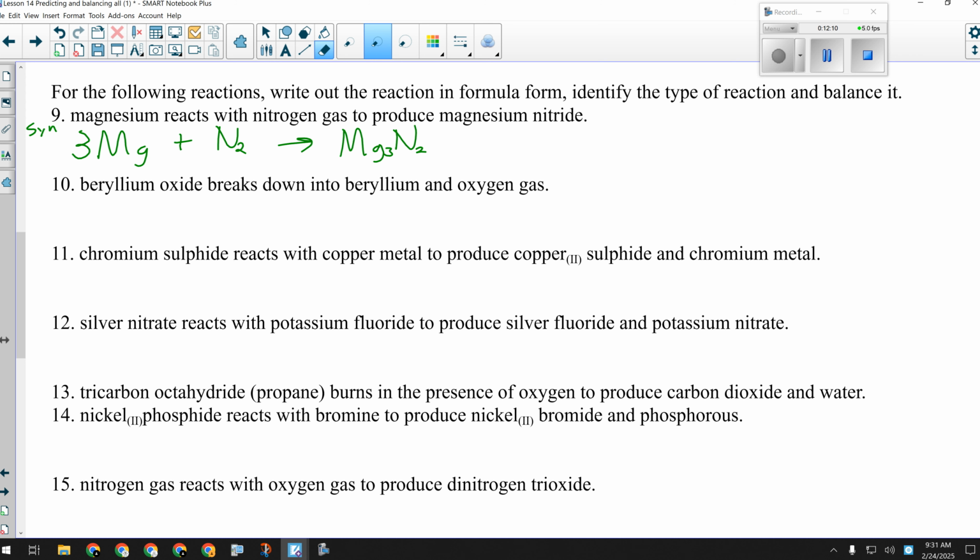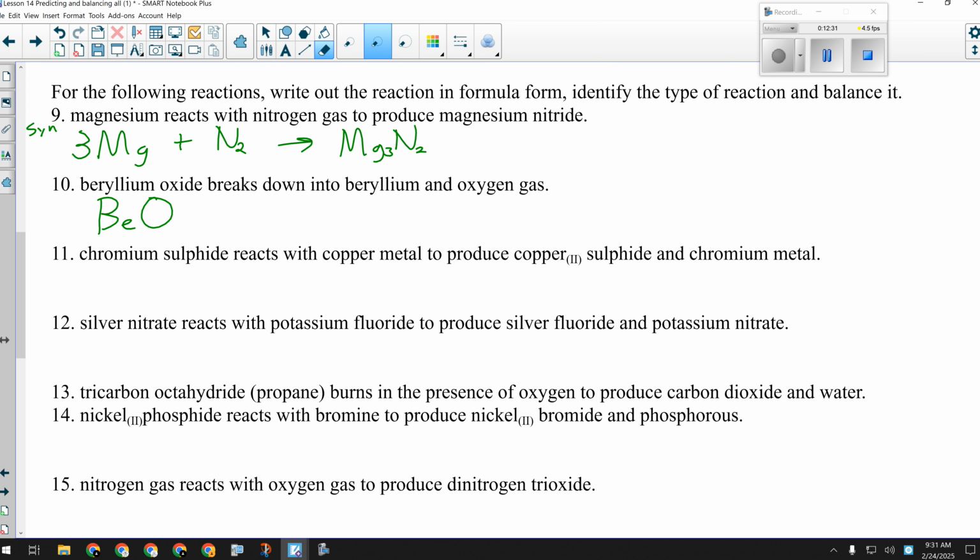All right, let's look at number 10. So we got beryllium oxide. Beryllium is Be, and it's with oxygen. Is that an ionic compound? It is. So I've got to drop and swap it. This is a -2, that's a +2, so it's fine the way I wrote it.